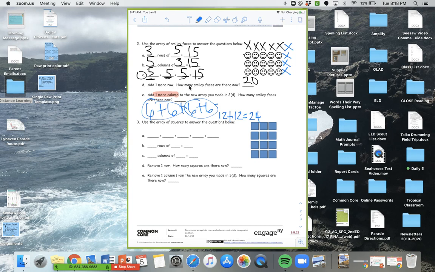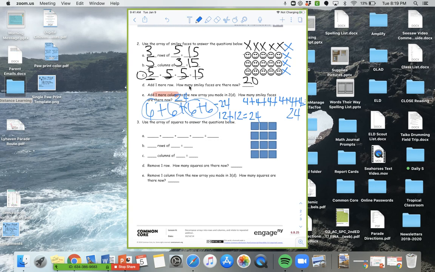Or you could use a repeated addition equation to write the columns. It's 24. So you could write 4 plus 4, 1, 2, 3, 4, 5. I have 6 columns. So plus 4, plus 4, plus 4, which equals 24. Okay?